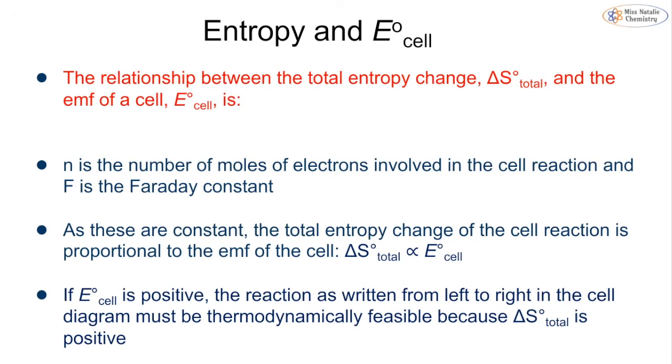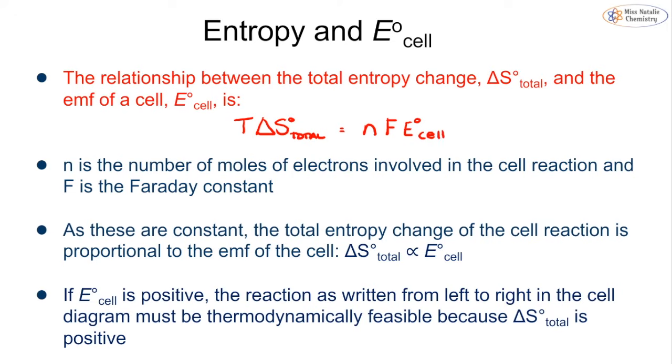The last part of this topic is making the connection between these E cell values and the total entropy change, so linking the EMF and the entropy. We can write this out in an equation to show the relationship. The equation is T delta S total, so temperature times your total entropy, is equal to n, a number of moles, times F, which is the Faraday constant, times E naught cell.